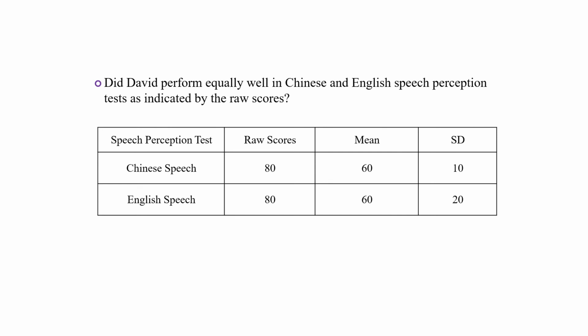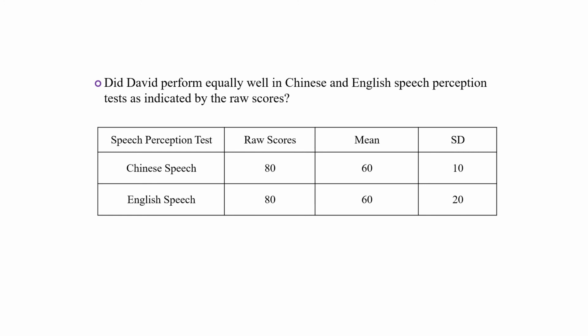As I told you, another use of a standard score is to enable you to compare the performance of the same person across two different tests. And that's also a very nice property. I'll give you an example first, and then we'll go through it, which makes it easier to understand this concept. So we have David here who took two tests, a Chinese speech perception test and an English speech perception test. He got 80 in both of the scores.